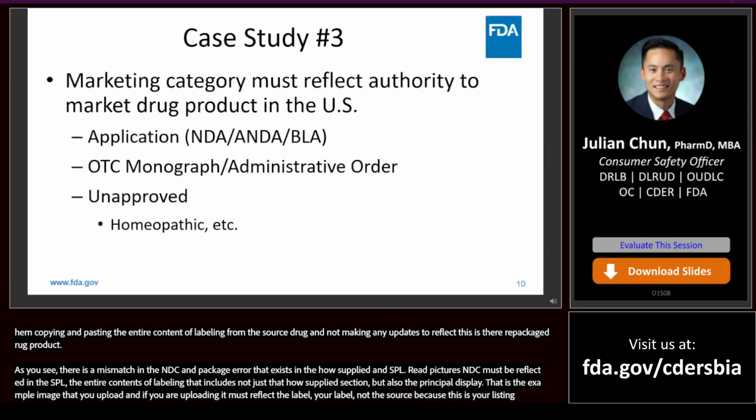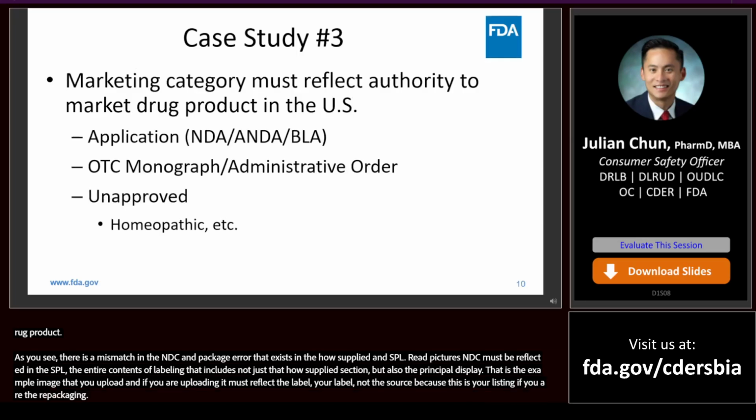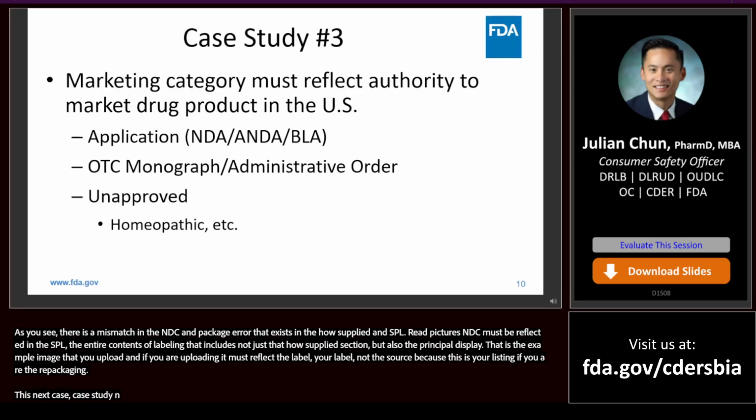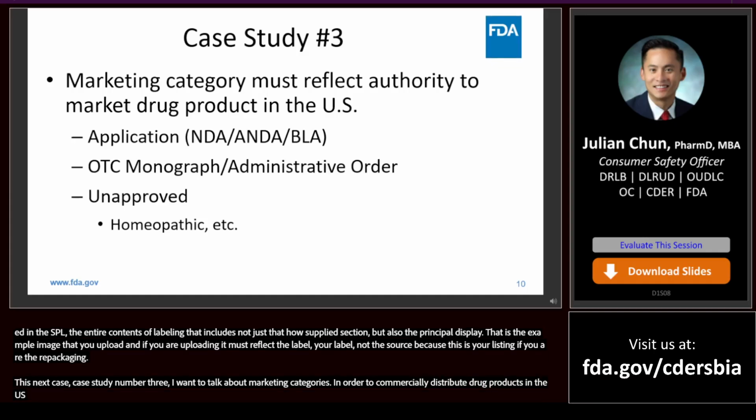Okay, so this next case study, number 3, I want to talk about marketing categories. In order to commercially distribute drug products in the US, you must have an authority to do so, like a legal pathway. So one of those is through the application process.